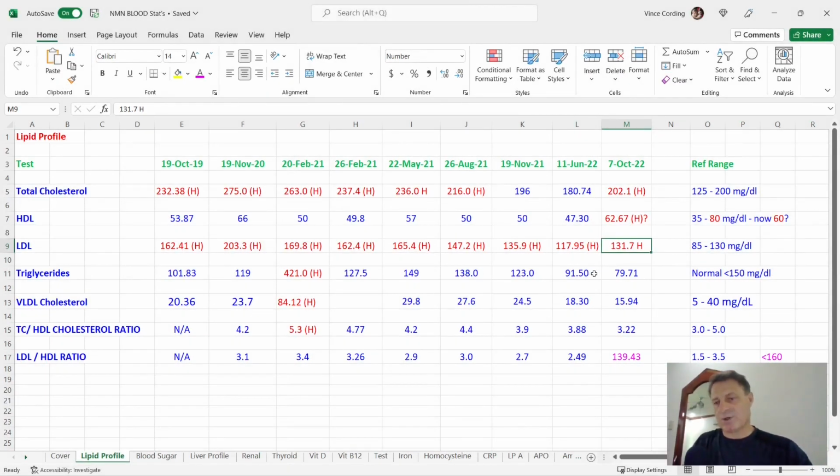Hard to say. Moving on to my triglycerides, this is one that does need to be kept low. Anything less than 150 is good.